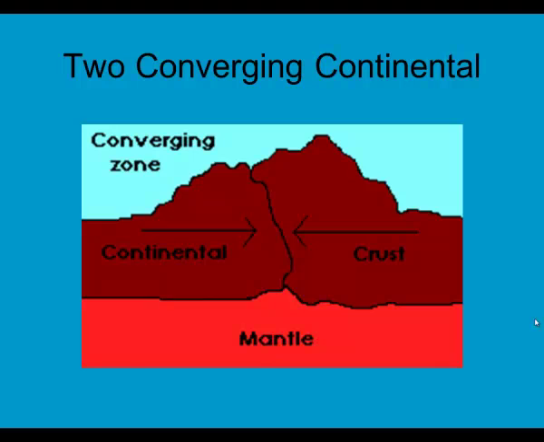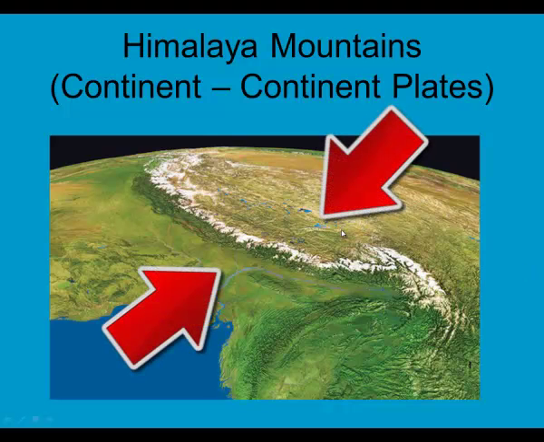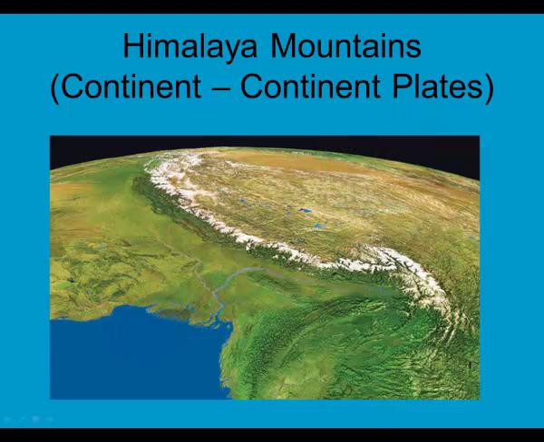Two continent plates can also converge. When two continent plates converge, we have something called folded mountains. The crust basically just folds on top of each other and makes folded mountains. An example of this would be the Himalayan mountains. This is where two continent plates are colliding. This plate is colliding in with this plate and making the folded mountains, which are the Himalayan mountains.